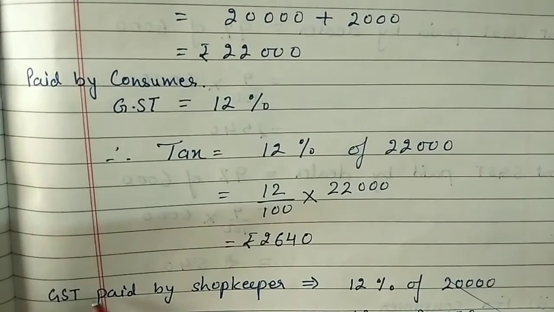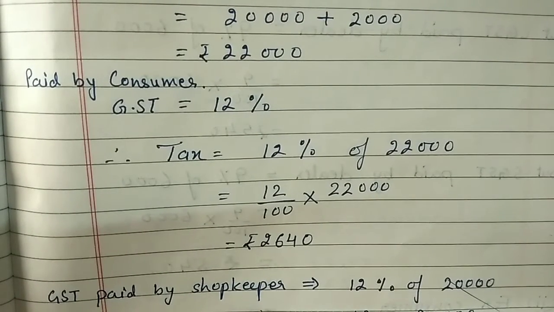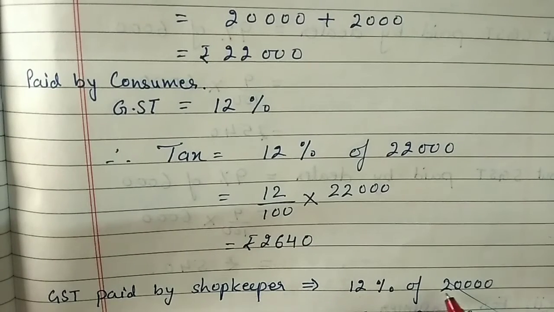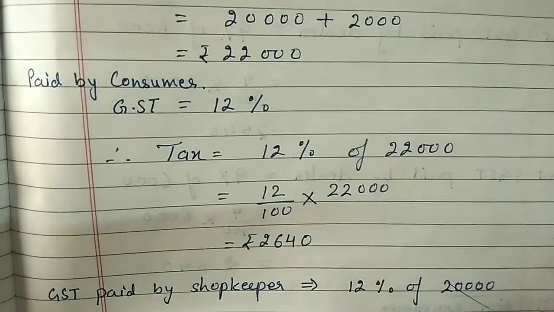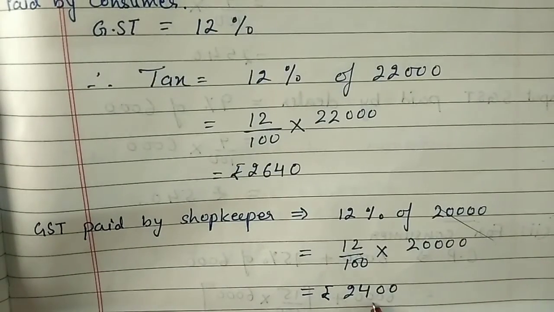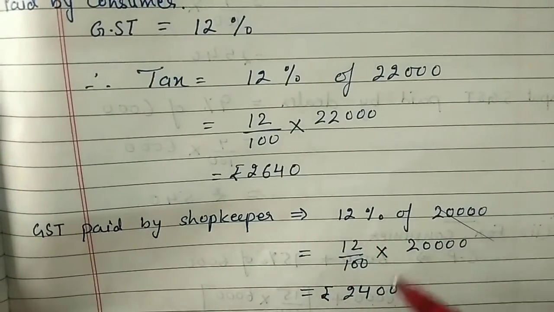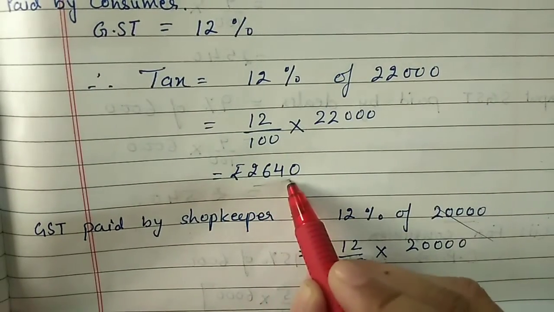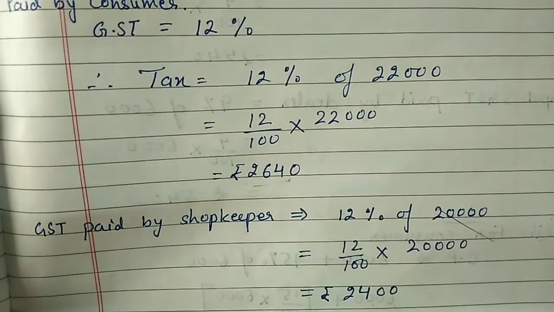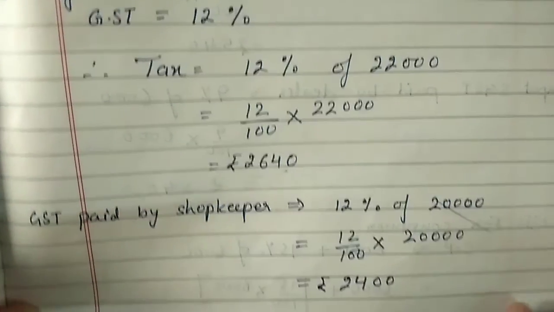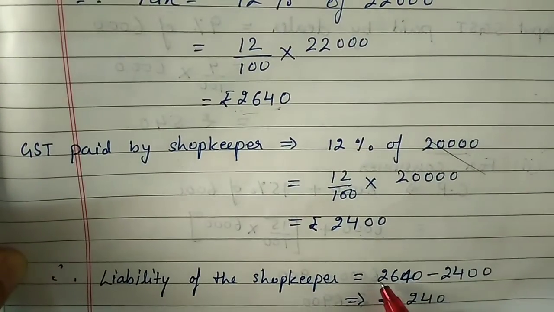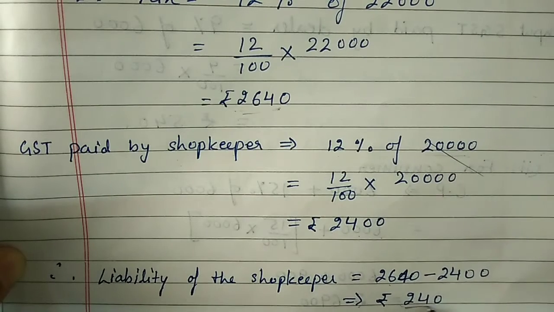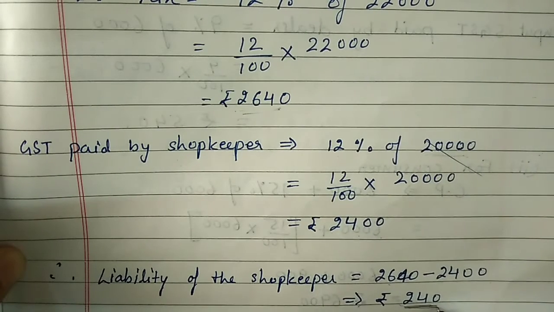Now GST paid by the shopkeeper. When the shopkeeper purchased this item, at that time he also paid some GST, that is 12% of 20,000. So 12% of 20,000 is 2,400 rupees. This is the input GST, this is the output GST. So the difference between input and output GST is the liability here. So liability will be 2,640 minus 2,400 rupees. This is the extra amount which the shopkeeper has to pay as a liability.